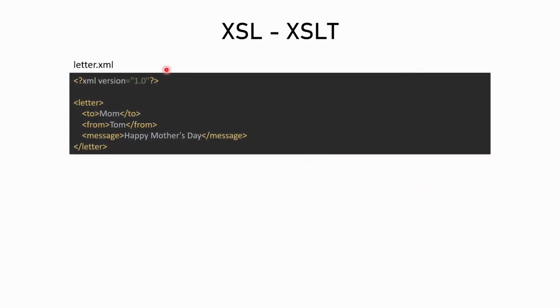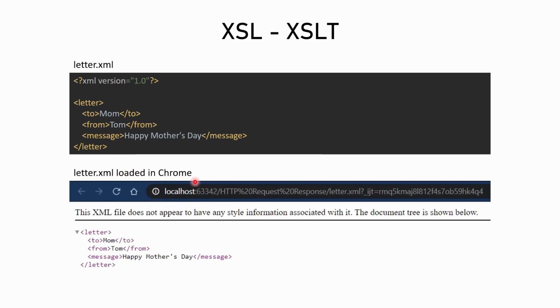Consider that we have this very simple XML file, letter.xml, and it has very few elements. It has a root element called letter, and under this root element we have three other nested elements called to, from, and message. Now, if we were to run this XML file from our browser, for example in Chrome, this is what we will get. Since this XML file is not associated with any styling information, the Chrome browser simply formats this XML document as a document tree. So this is what we will get when we load this XML file in Chrome or any other browser.